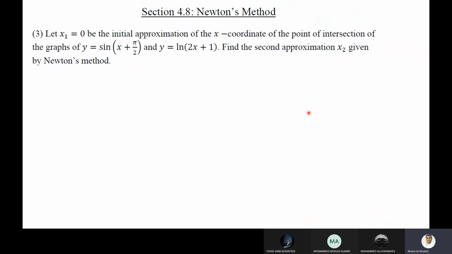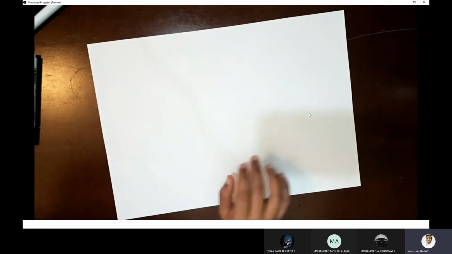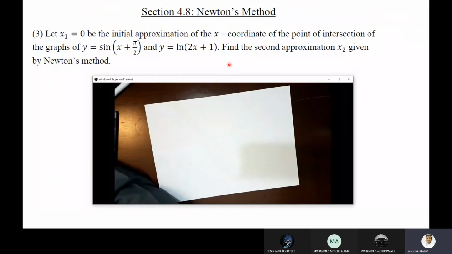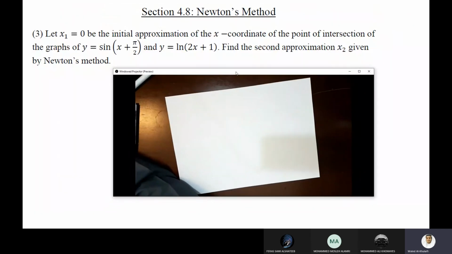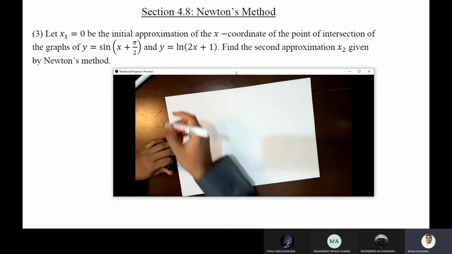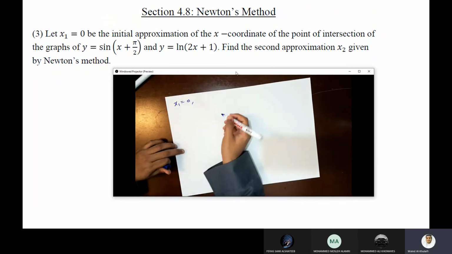Okay, now let x1 equal 0 be the initial approximation of the x coordinate of the point of intersection of the graphs of y equal this and y equal that. Find the second approximation x2 given by Newton's method. Here, what is missing guys is the function. He gave you x1, but you need to find the function, right? So here x1 is equal to 0. So what is f?